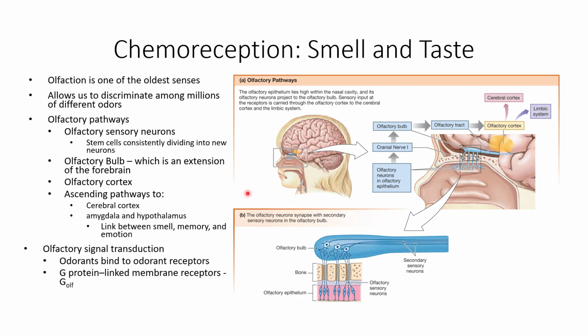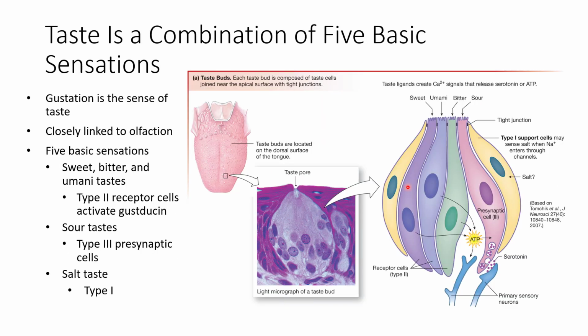How do we convert that olfactory signal? Well, an odorant is a compound that can bind to an odorant receptor, and when we bind the compound, these receptors are coupled with a G protein linked membrane receptor. You don't need to know the receptor itself, but know that it triggers an intracellular pathway that leads to signaling and neurotransmitter release that causes action potentials along this pathway. So that's smell.